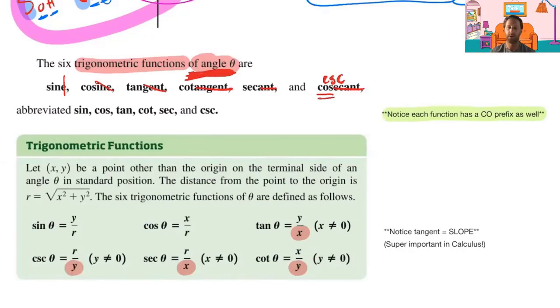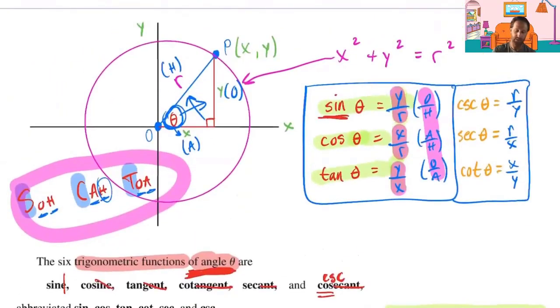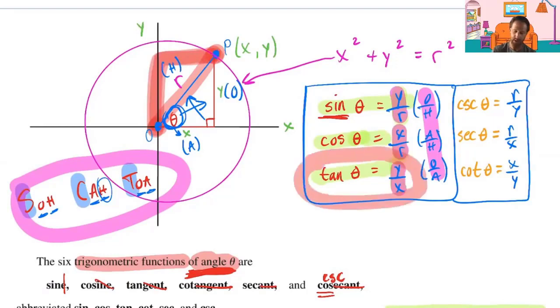And we'll talk about that right now. So don't forget that. And remember, we just discussed how to get from this point to that point would be the rise over the run, or the y over the x. That's what we call the slope. And if you notice, we have y over x right here. It's actually equivalent to tangent.